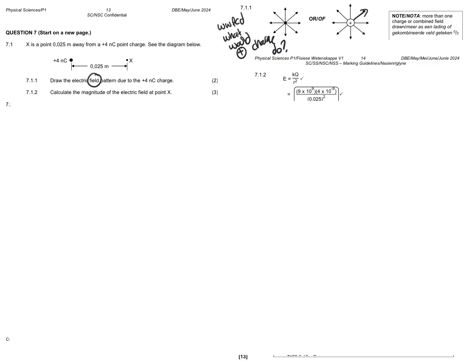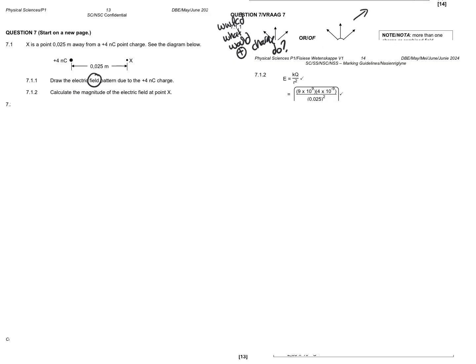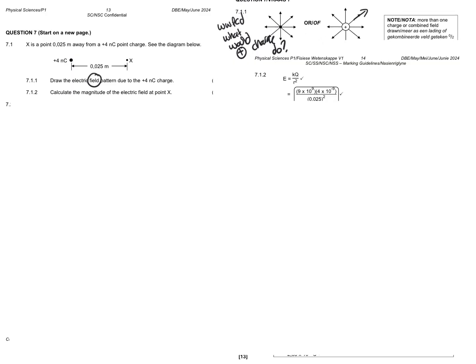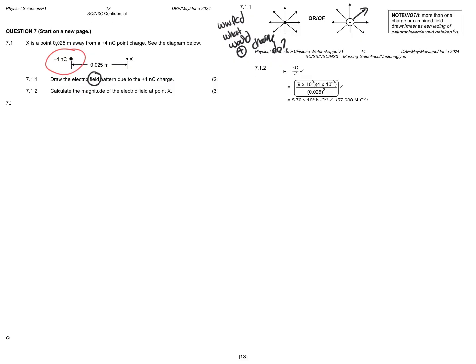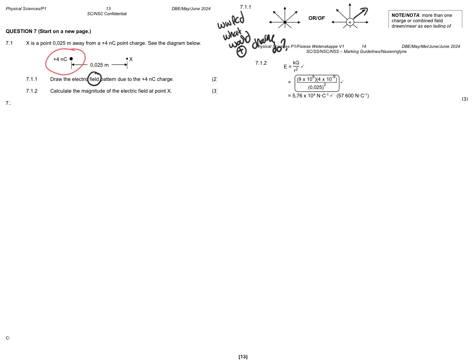And if you just want to see here, I don't know what they're saying here in the corner. They're saying more than one, if you draw more than one charge, you'll get 0 out of 2. So they just wanted the electric field pattern around this one. They don't want you to draw the other one. So if you draw both of them, you'll get 0 out of 2. You must just do what the question says. Don't try and make extra stuff for yourself. If it says draw it for the 4, just draw it for the 4. Don't do extra.